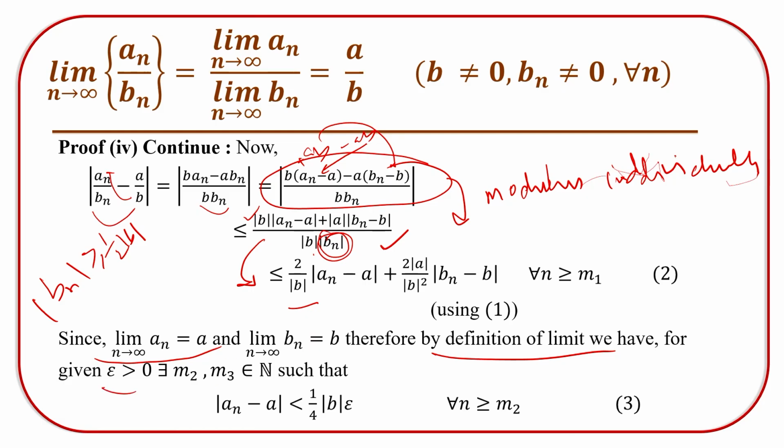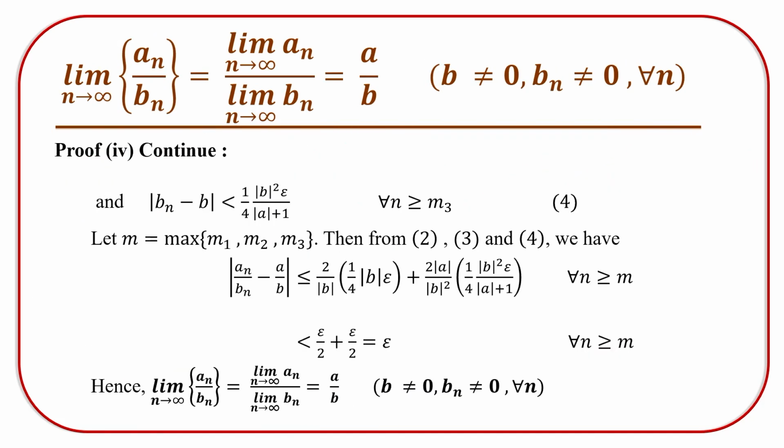such that |An − A| is less than |B| epsilon over 4. Look at the structure of this. We are trying to find this difference as less than epsilon, right? That's why we have taken this structure, and this holds for each n greater than or equal to m2. Similarly, |Bn − B| is less than |B| squared epsilon divided by 4(|A| + 1) for each n greater than or equal to m3.